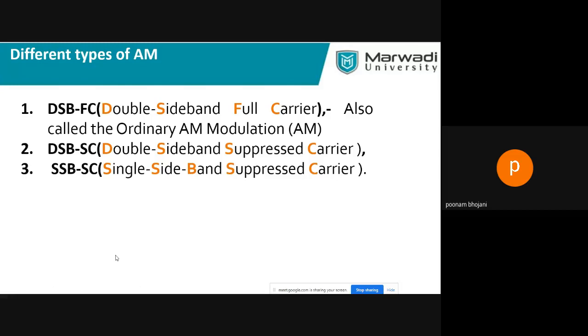And all these three signals are not important at the receiver side. Second is double sideband suppressed carrier. So we are sending the sidebands, but we are suppressing the carrier component. If you are suppressing the carrier component, then only two sidebands you are sending. And single sideband suppressed carrier means you are suppressing the carrier and also one sideband. So only one sideband you are using, either the upper sideband, meaning the positive envelope, or the negative envelope. So these three techniques are there for AM. No need to study in detail.